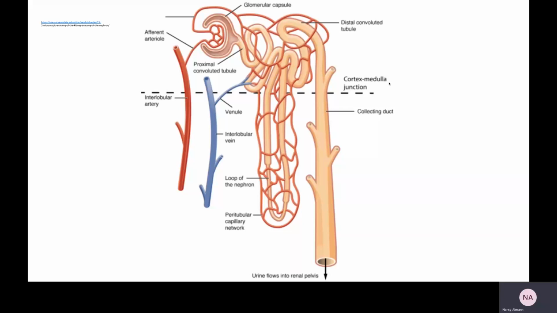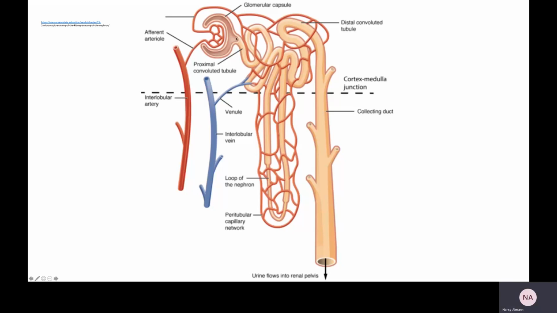So this, my friends, is a nephron. And let me give you a quick review of this before we go any further. You'll see that you have this cup-like structure around this ball of capillaries. That cup-like structure is known as the glomerular capsule, labeled there. This is the glomerulus, which is not labeled. The glomerulus is a ball of capillaries. This whole structure together, the glomerulus and the glomerular capsule, is known as the renal corpuscle.